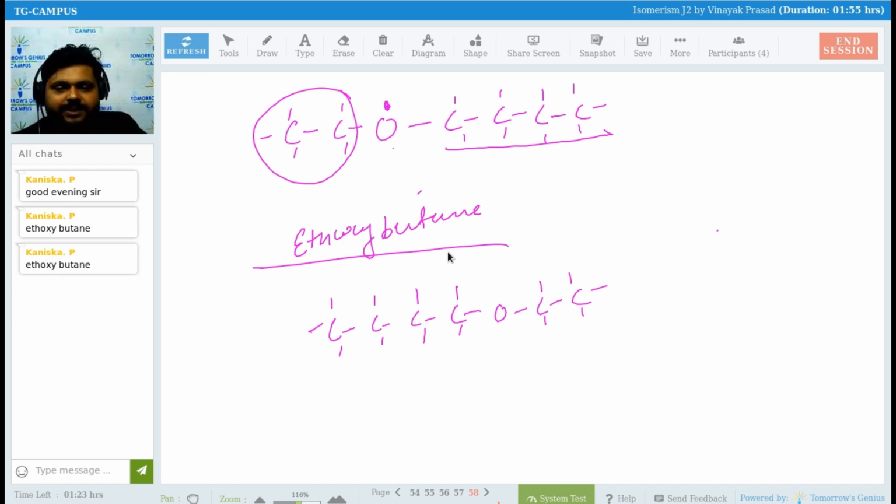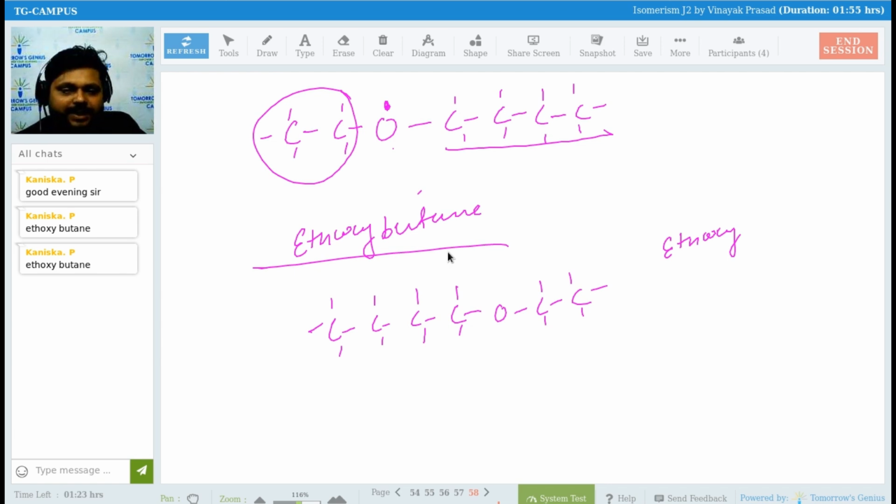Again, ethoxybutane. This is the correct one, right? So what did the student think? Sir, the carbon that is coming on the left-hand side will be only the oxy part, right? And the carbon that is coming on the right part will be only the alkane group, right? But that is not the case.